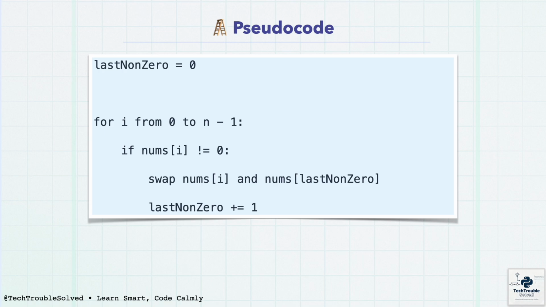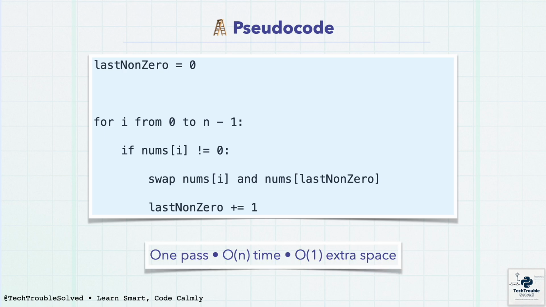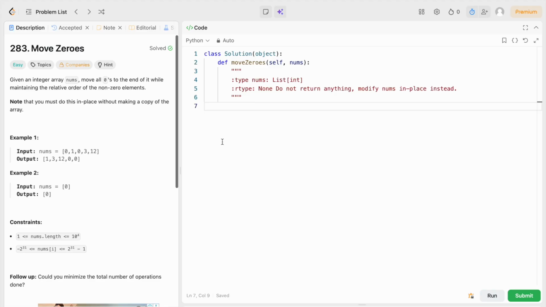Here is the entire logic in simple pseudocode. We start with lastNonZero equal to 0, then we loop through the array from left to right. Whenever we find a non-zero element, we swap it with the element at lastNonZero and then increment lastNonZero. That's the whole idea. Now let's translate this directly into Python.